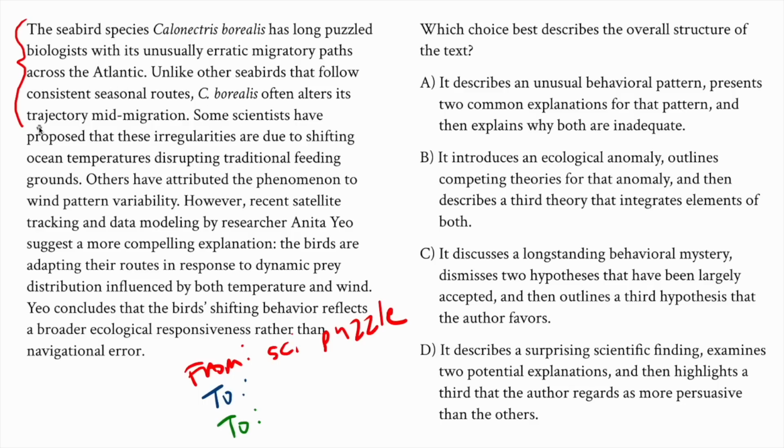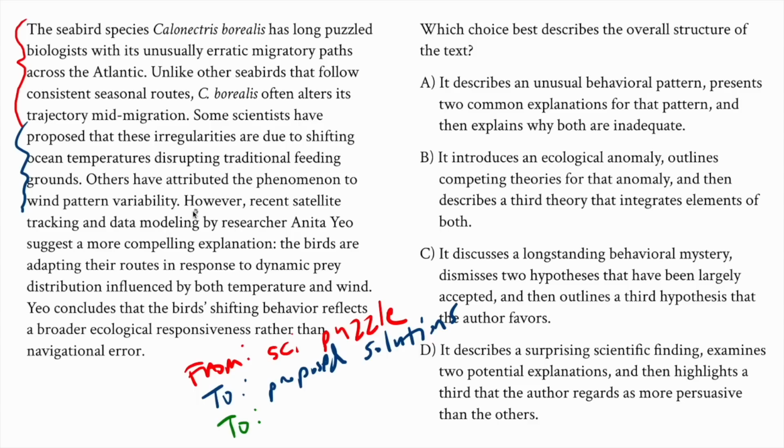Okay, so we get to the next part. Some scientists have proposed that these irregularities are due to shifting ocean temperatures disrupting traditional feeding grounds. Others have attributed the phenomenon to wind pattern variability. So proposed solutions or answers, but solutions to that puzzle.